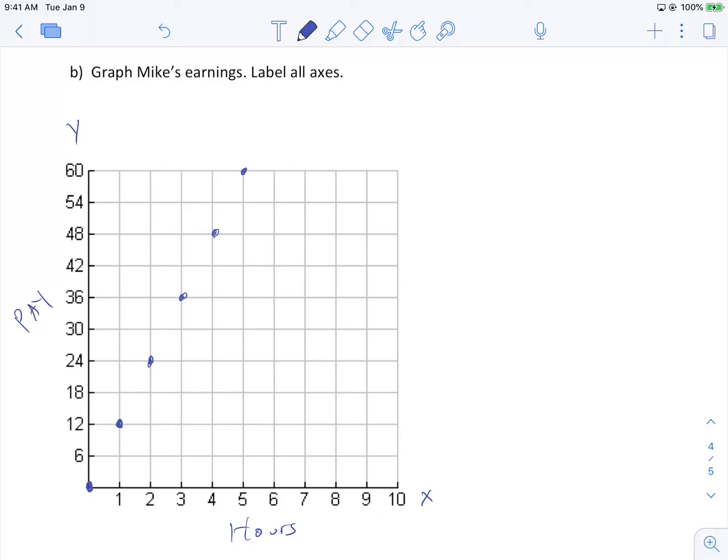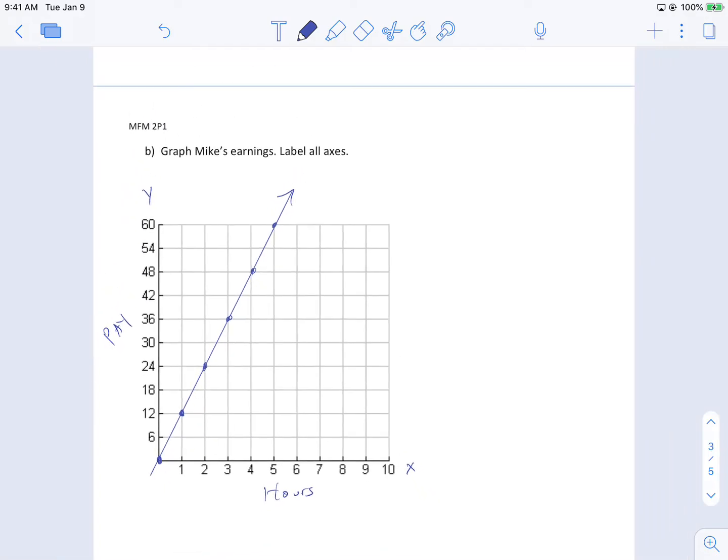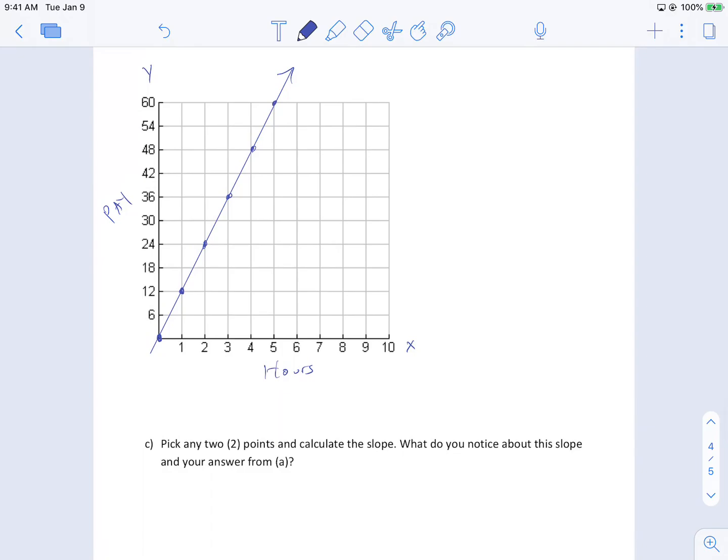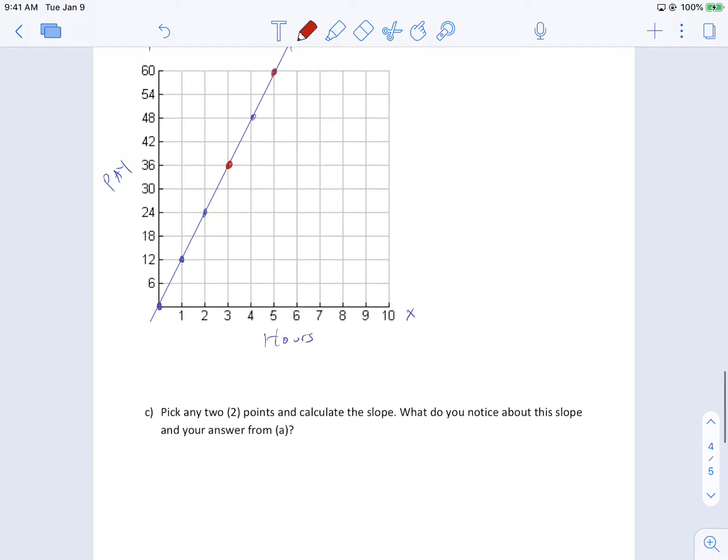And 5, he's going to make 60. So here's our nice line right there, and we can continue it forward. So now we're going to calculate our slope. I'm going to pick any 2 points. I'm going to just pick that point and maybe that point there. And now let's calculate our slope.